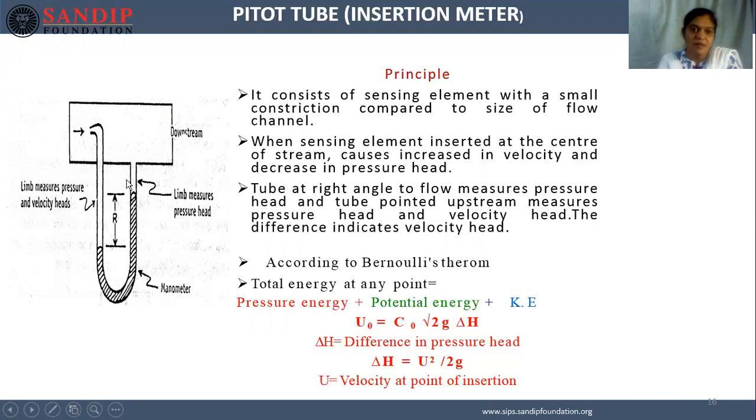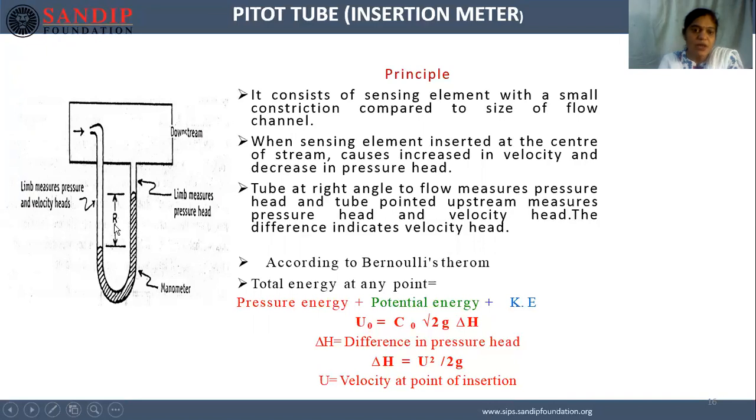Here the principle is again mentioned. The tube at right angles to the flow measures the pressure head, and the tube pointed upstream measures the pressure head as well as the velocity head. The difference between these two indicates the velocity head, which is given by R.